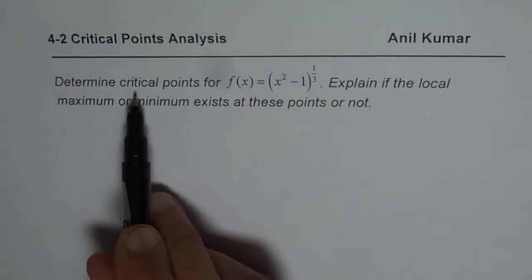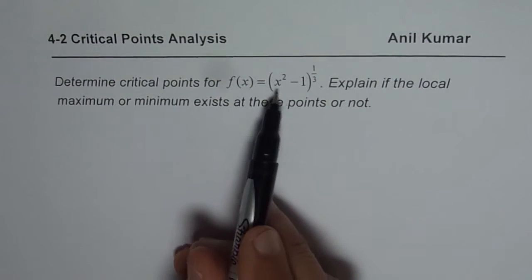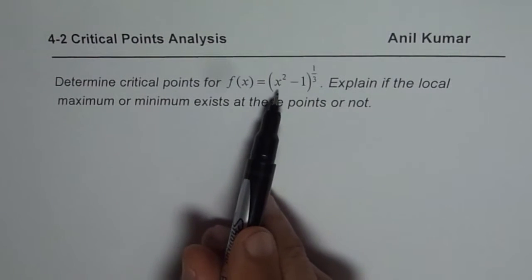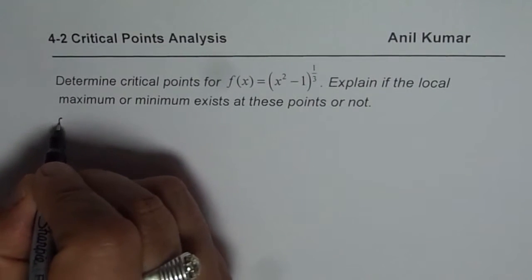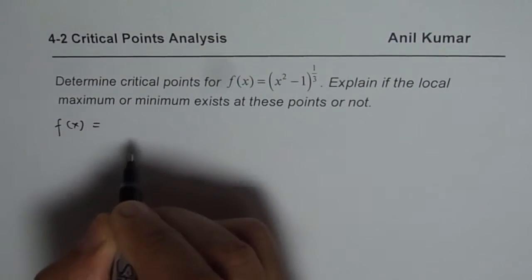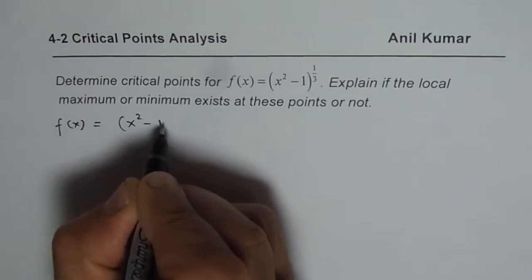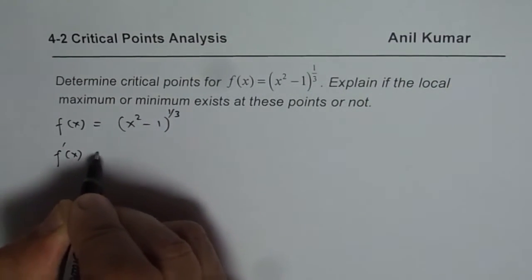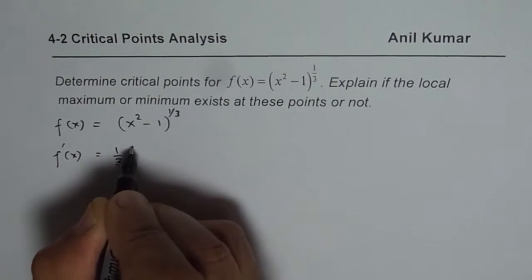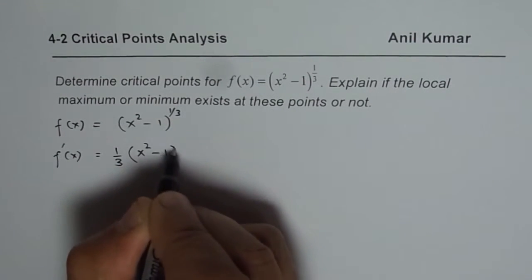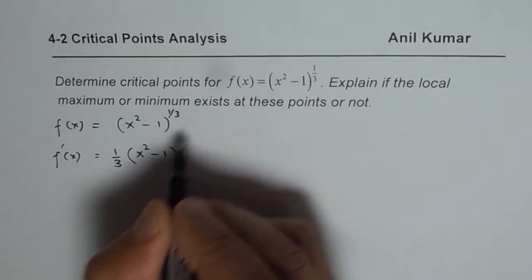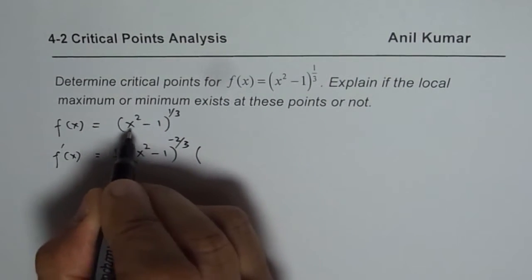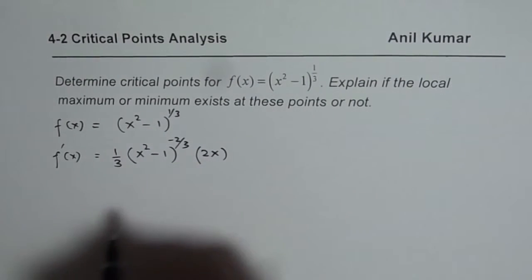So whenever we say critical points, we are interested in both x and y value. If I say critical number, we are interested only in the x value. Okay, let's begin by finding the derivative of the given function. Function is (x squared minus 1) to the power of 1 over 3. So the derivative for this function will be 1 over 3 times (x squared minus 1) to the power of 1 over 3 minus 1, which is minus 2 over 3, times derivative of inside function, which is 2x.